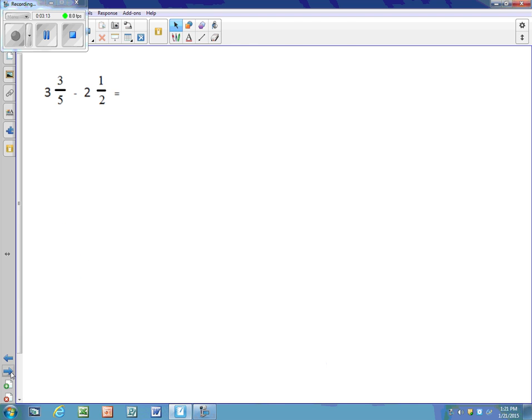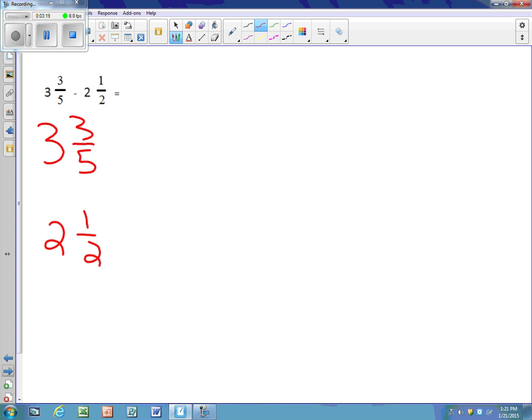One last one that we'll do together. This time there are two mixed numbers. We have 3 3/5 and 2 1/2. We're going to turn them both into improper fractions first. 5 times 3 is 15. 15 plus 3 is 18. And then down here we have 2 times 2 is 4. 4 plus 1 is 5.